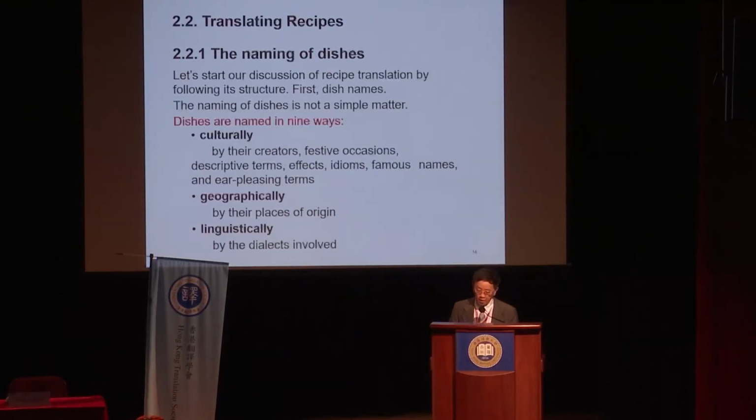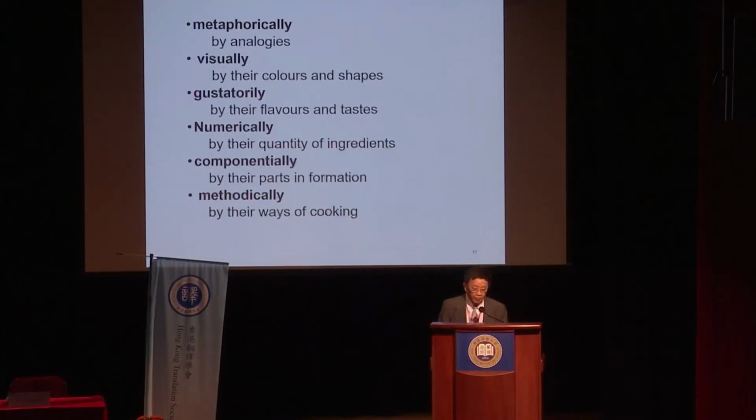Dishes, according to my study, are named in 9 major ways. It could be named culturally, geographically, linguistically, methodologically, visually, gustatorially, numerically, componentially, and methodologically. These are the 9 major ways of naming dishes.